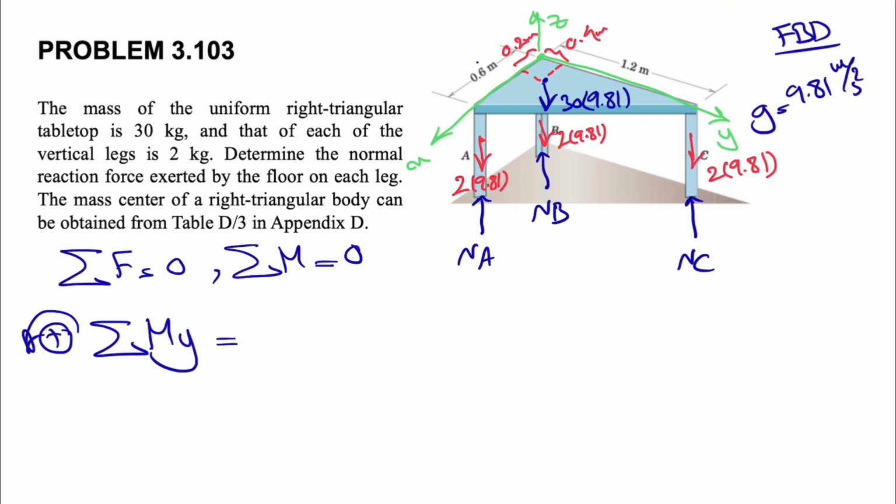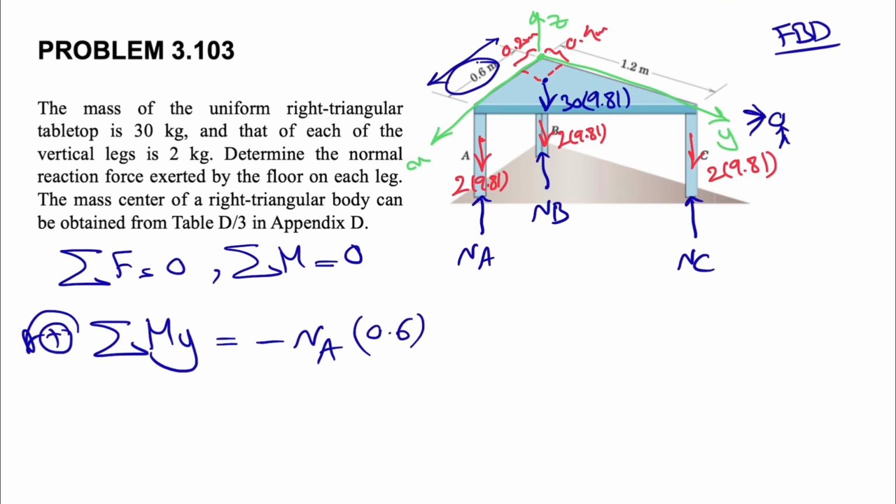But we have the moment of NA, which if we look at y-axis from the point of view of this little guy, we'll see that the moment of the NA will be clockwise, which means it will make a negative moment NA, and the distance will be this side of the table, which is 0.6. So it's basically the distance from line of action of force to the y-axis.